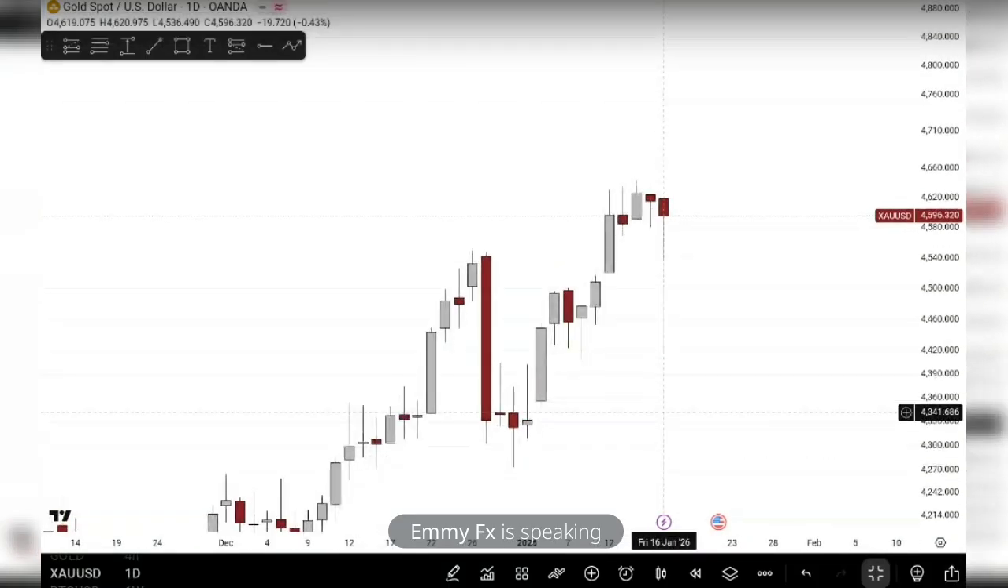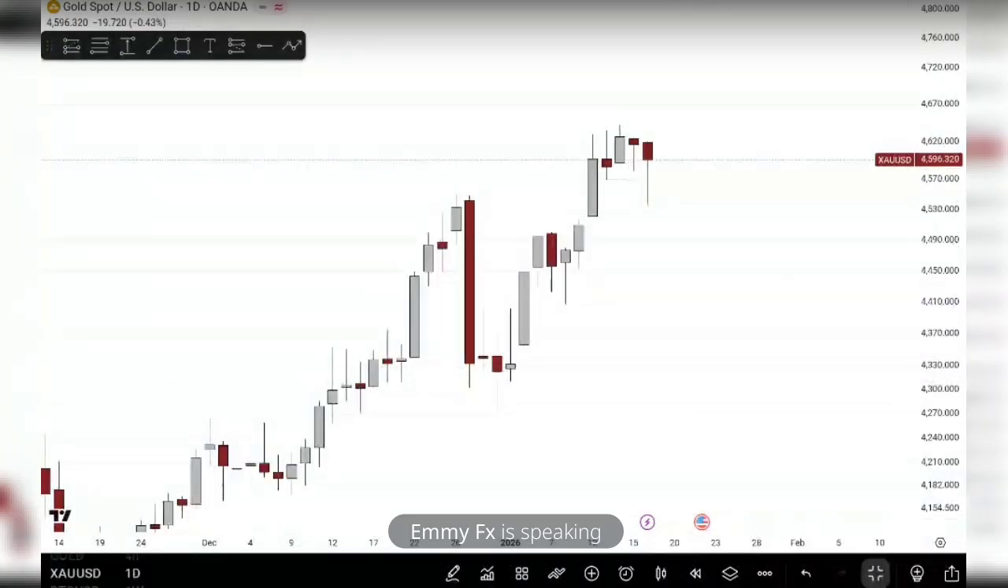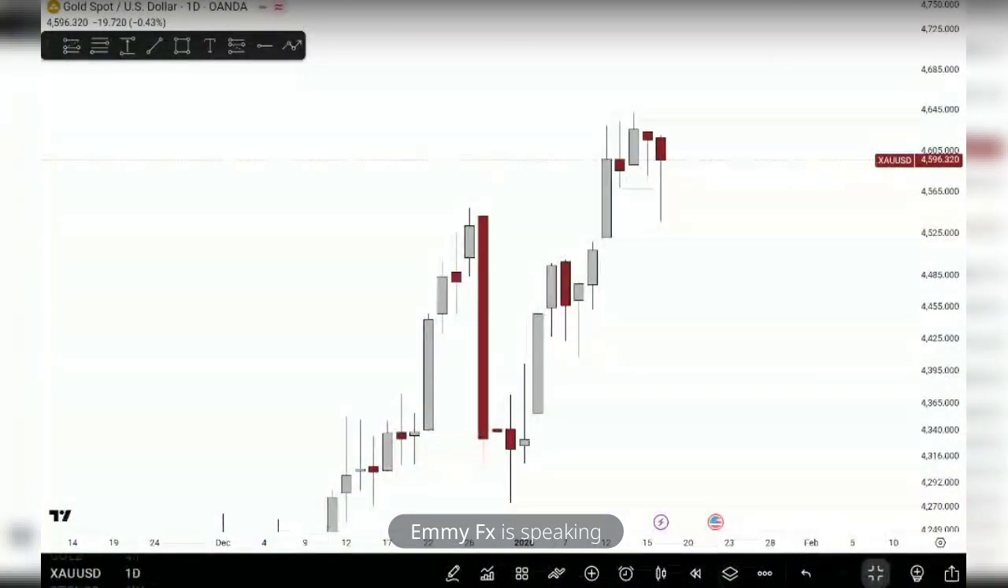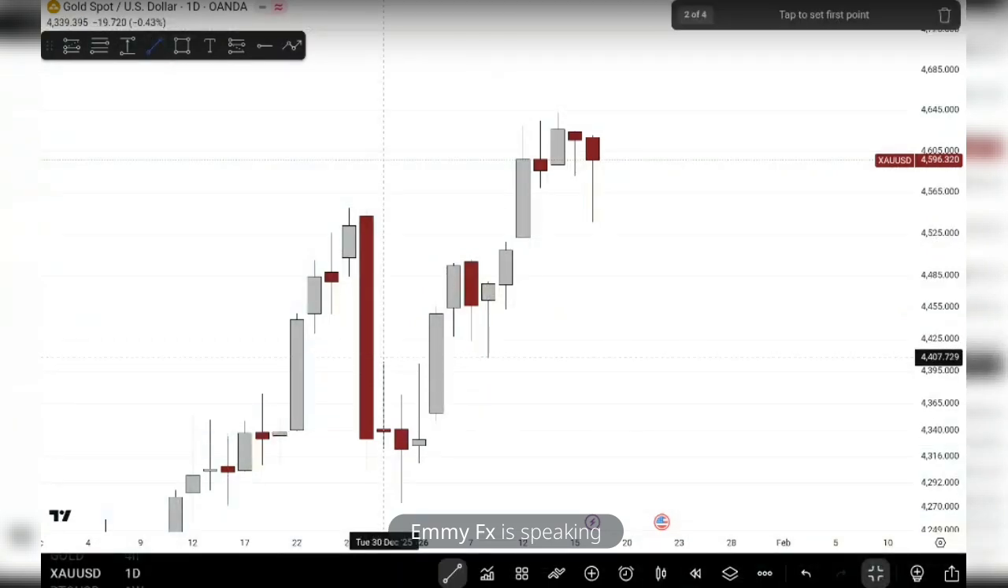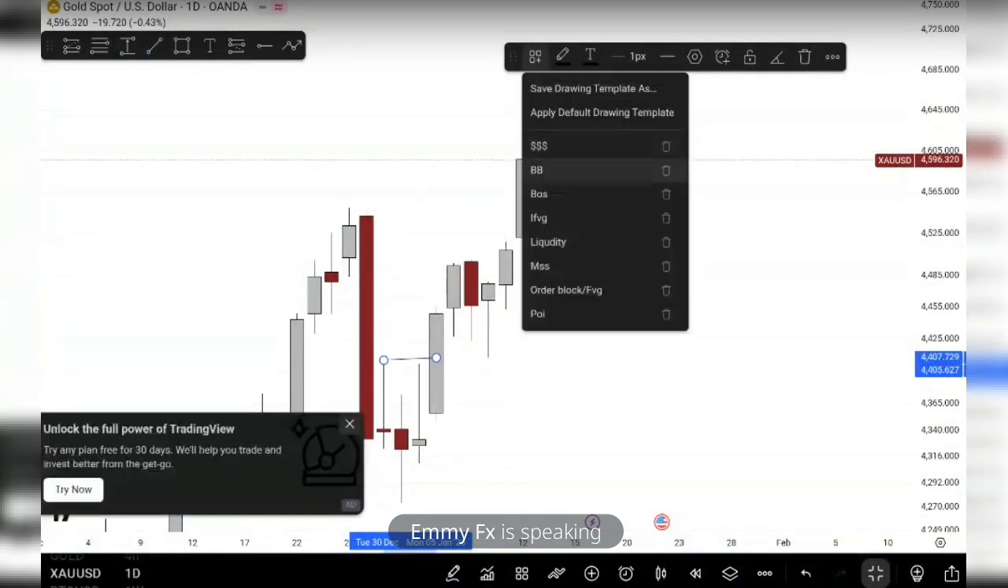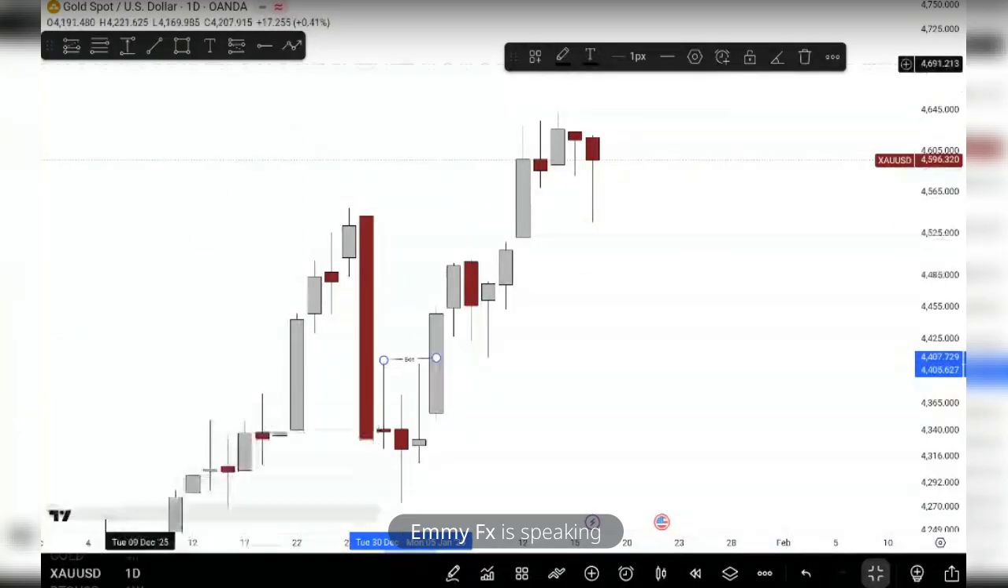This is good, and I'm going to analyze it from the start, my top-down analysis from the higher time frame bias, right? So this is the daily time frame. We have this internal break of structure to the upside, right?